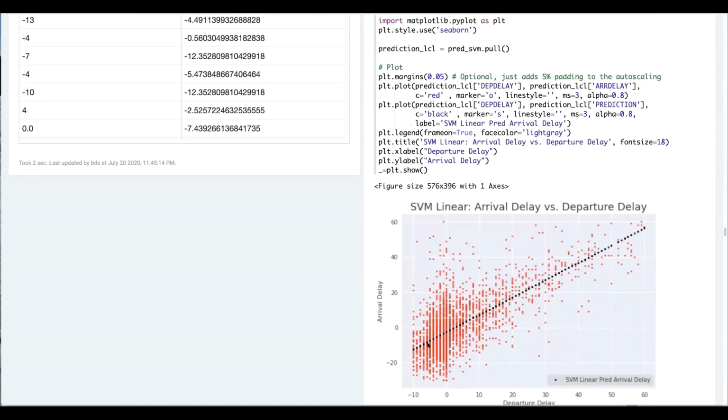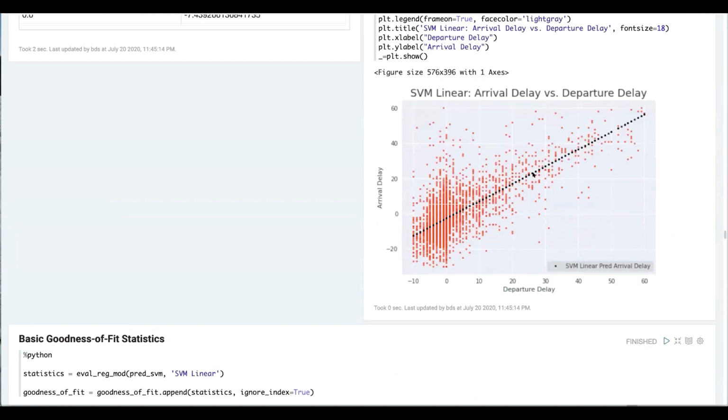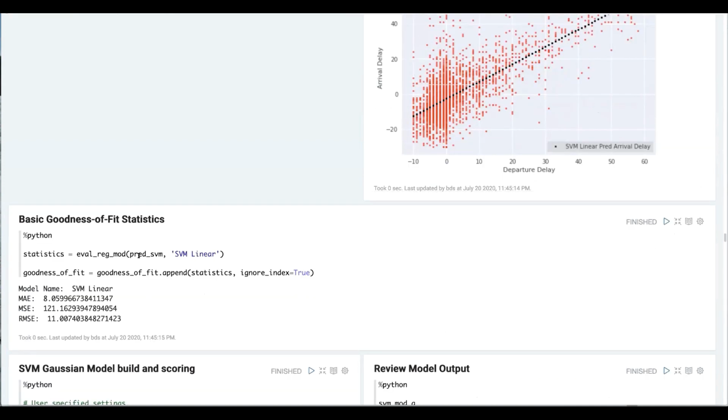So you can see it's probably very similar to the regression line at this point, just because, again, this is so linear. So it's very similar to that. We do the same thing again here. We take the prediction output of the linear model and we run the evaluation. So you can see that a similar mean absolute error, and then the mean squared error is a little more than the other one. I think the other one was 120.